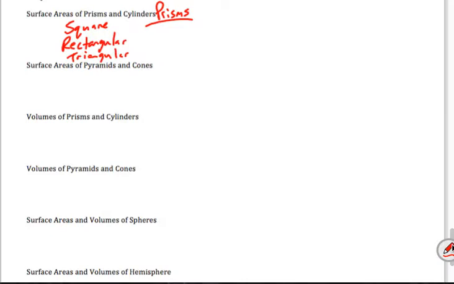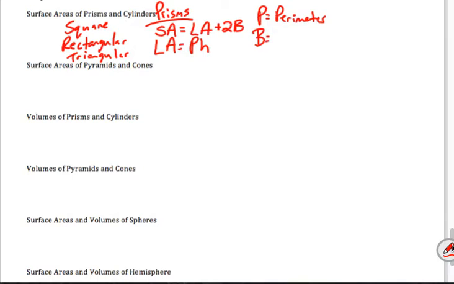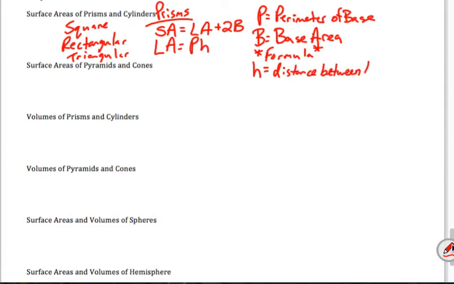And all of them are going to have surface areas that equal the lateral area plus 2 times the base. Right? And then lateral area is going to equal perimeter times height. So remember, P is going to equal perimeter. Capital B is going to be your base area. So you have to use a formula. Formula needed. Especially if it's like a hexagon or something. And then P is the perimeter of the base. I'll write that on there. And then height is going to equal the distance between bases.